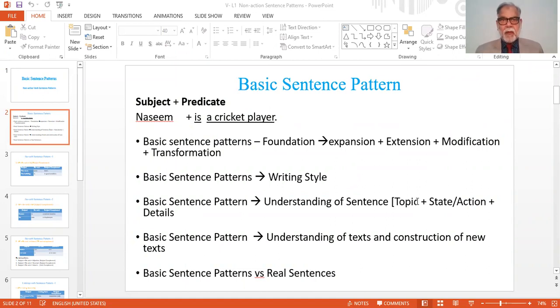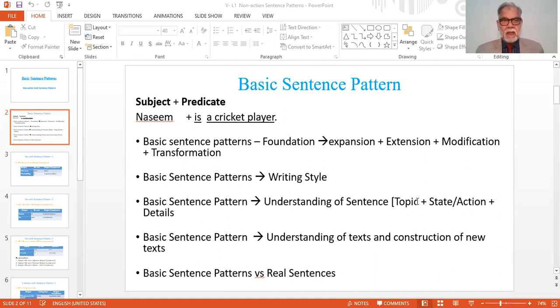For the purpose of discussion, I have selected an example. Naseem is a cricket player. This sentence has two parts, subject and predicate. This is the basic pattern for this sentence, and for your understanding, I'll describe its parts, and I'll also tell what is the importance of these parts in writing.